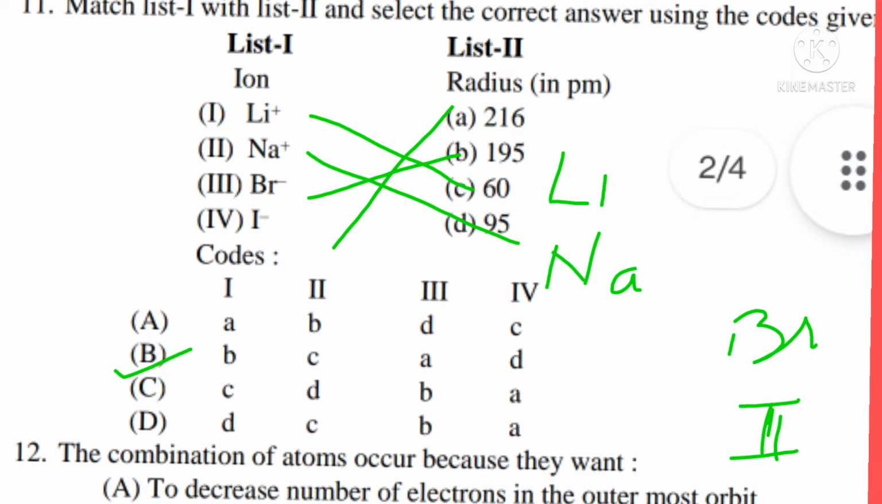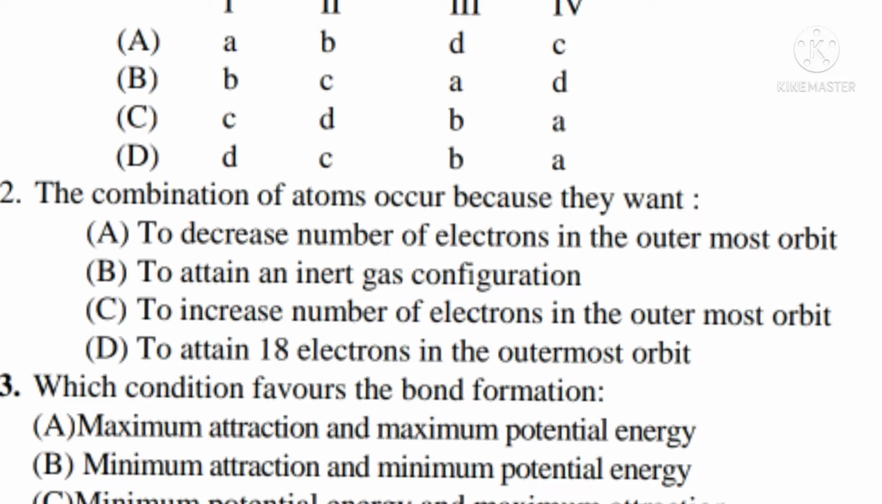Match list 1 with list 2 and select the correct answer using the codes. So lithium ion should be the smallest and iodide the largest. So lithium is 60, sodium is 95, bromide is 195 and iodide is 216 picometers. So option E is the correct answer. The combination of atoms occurs because they want to attain an inert gas configuration. Option B is the correct answer.